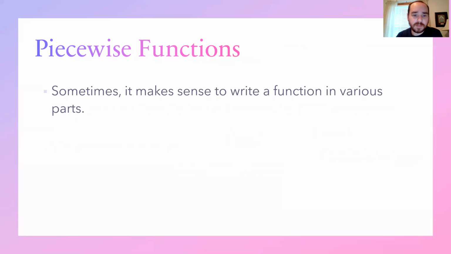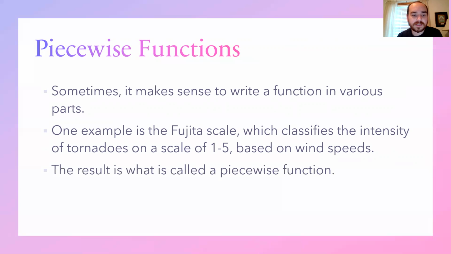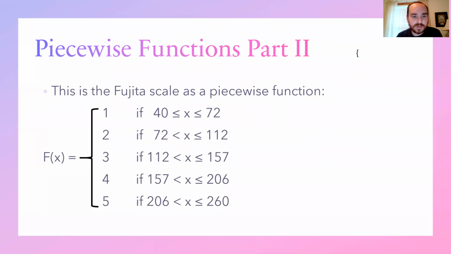So sometimes it makes sense to write a function in various parts. The example we're going to look at today, which is also the example your textbook uses, is the Fujita scale, which classifies the intensity of tornadoes on a scale of 1 to 5 based on wind speeds. And it results in what we call a piecewise function. So this is what that looks like. These are the values that get assigned to whatever the tornado is, the intensity from 1 to 5, and then these are the wind speeds.